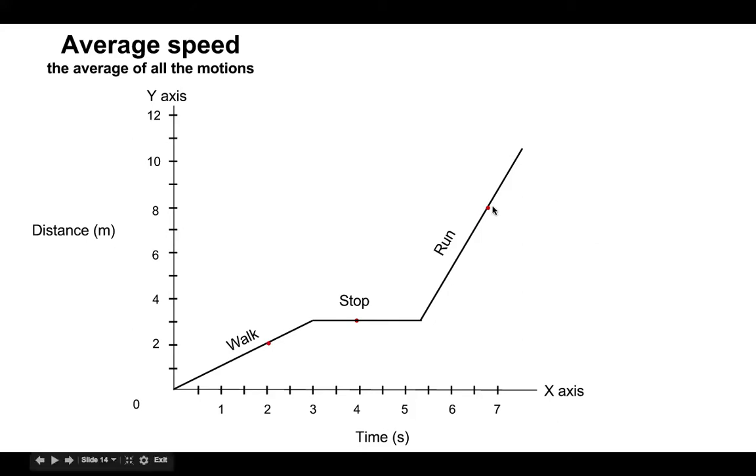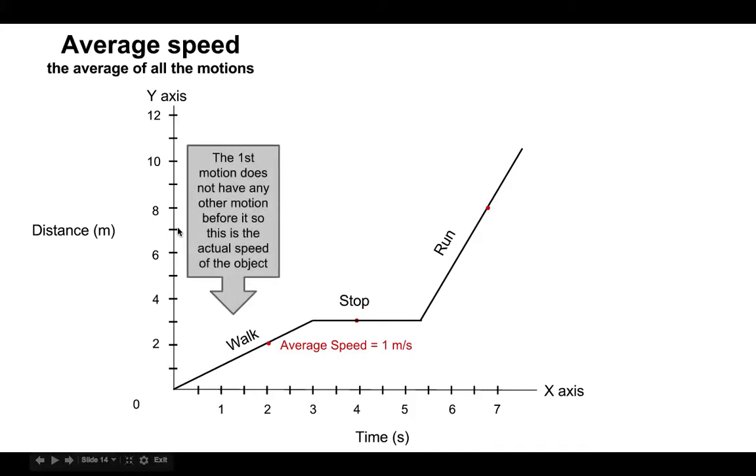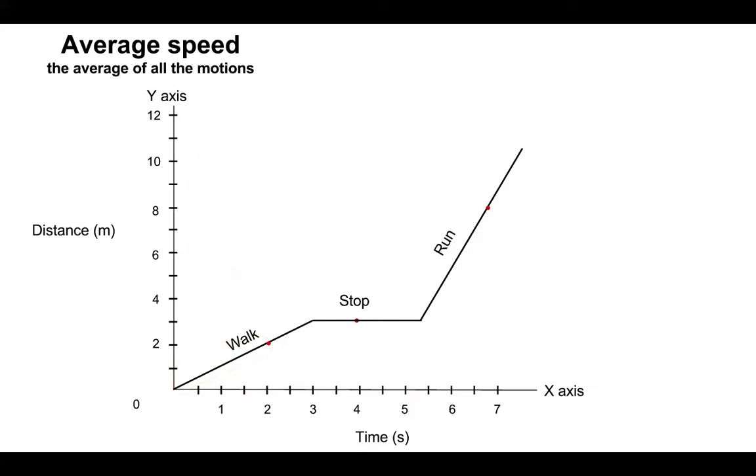So let me explain. There are our 3 points. The average speed was 1 meter per second. That first motion does not have any other motions before it, so the average speed is going to be exactly what it is. It's not going to be interfered with by anything that came before it other than what it's been doing. So it takes into consideration all of the data, all of the motion that came before it. Okay, that one's easy.